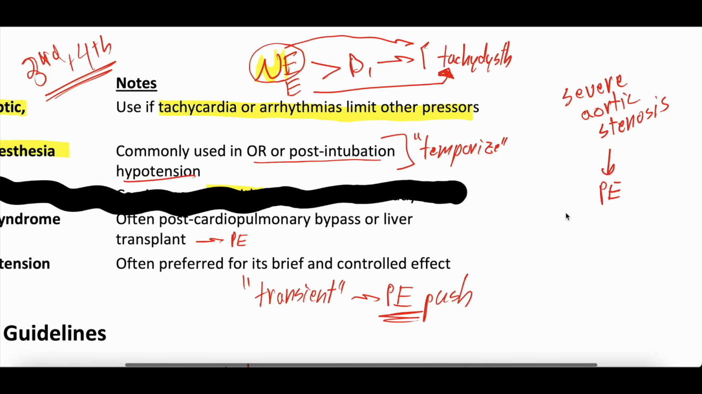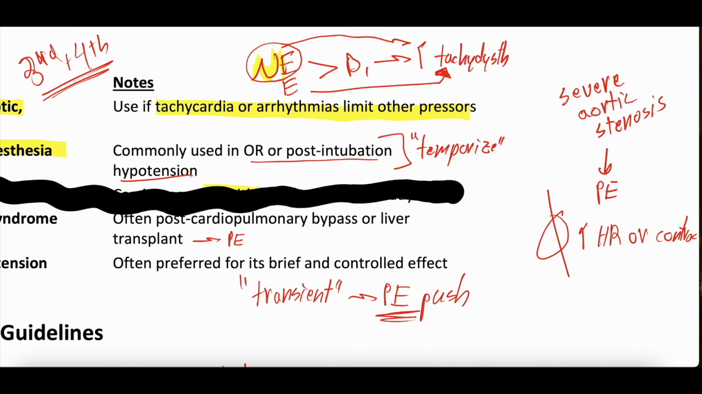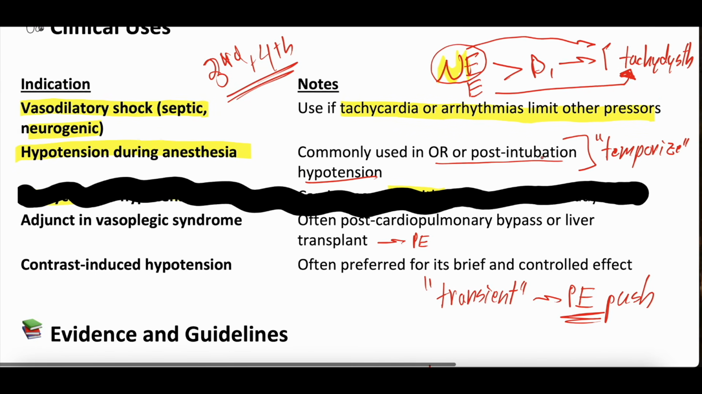But you do not, circle with a cross there, do not want to increase heart rate or contractility all the time in severe aortic stenosis. Sometimes you don't have a choice but to try to increase contractility, but this can be detrimental in severe aortic stenosis because you want as much filling time for the ventricle to try to pump against that gradient. So sometimes phenylephrine is a good first choice in patients with severe aortic stenosis.